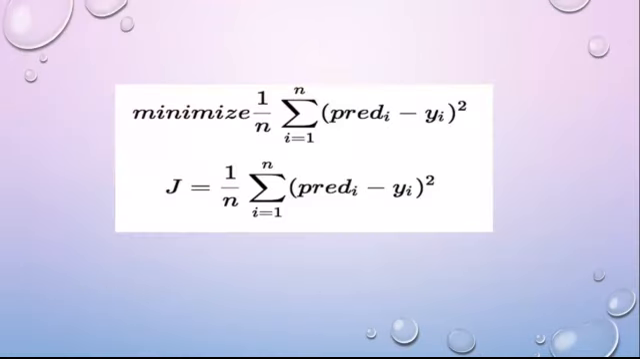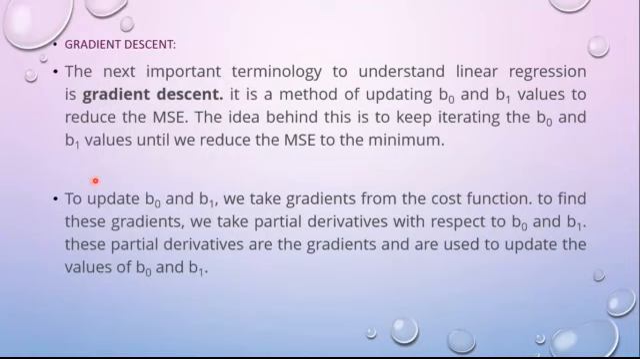Then we have one more last one, that's called gradient descent. This is one of the important terminologies where you can understand linear regression, called gradient descent. What is this gradient descent? It is a method of updating B0 and B1 values to reduce the MSE here. The idea behind it is simple. Let's keep iterating the B0 and B1 values until we reduce the MSE to the minimum here. At last, we can update B0 and B1. We can take gradients from the cost function, and to find these gradients, we can take partial derivatives with respect to B0 and B1. These partial derivatives are the gradients and are used to update the values of B0 and B1.